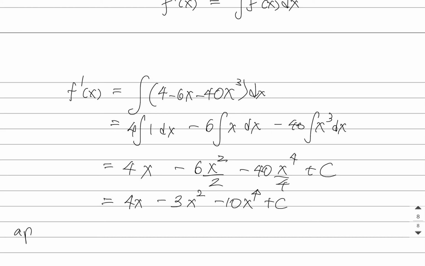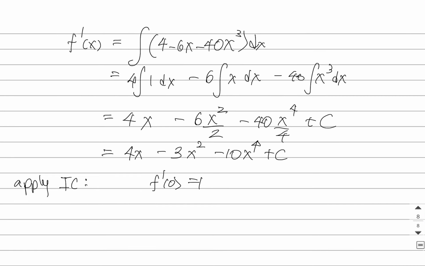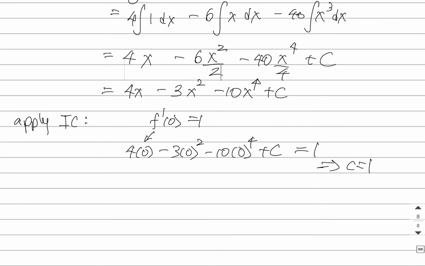Now we're going to apply one of the initial conditions, that f prime of 0 is equal to 1. We are now at the stage where we have a formula for f prime, so we're going to use it. So we'll get 4 times 0 minus 3 times 0 squared minus 10 times 0 to the 4 plus a constant equals 1. And that obviously tells us that our constant is 1.